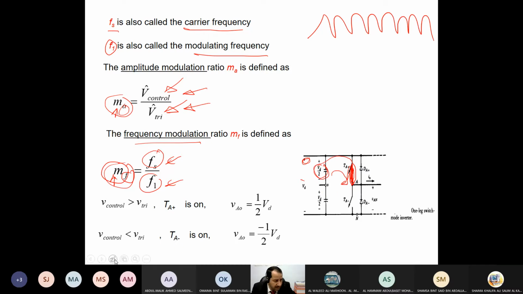So here in this direction, VD over 2. Let me change the color. You see here, VD over 2. When V control is lower than V triangle, the second switch will conduct. Now this point, which is 0, connects here, giving the opposite voltage, which means minus VD over 2.